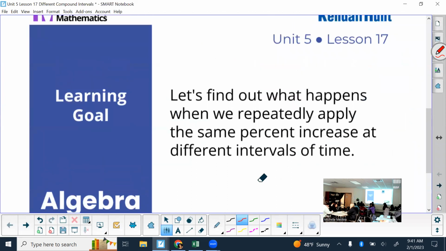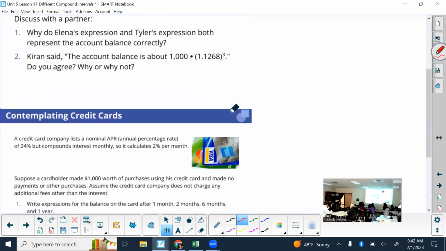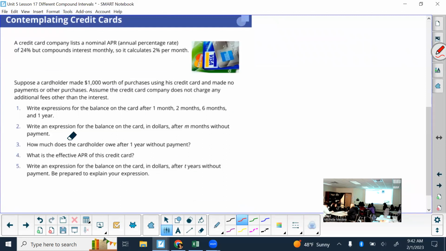All right, so this goal, let's find out what happens when we repeatedly apply the same percent increase at different intervals of time. Letting you know, we're not necessarily going to do every single problem on here, just enough to where I think you can do your practice, because it is a lot of repetition. I'm not gonna lie to you. So, this one's fine. I just don't think it's really that important right now. So let's kind of skip the warm up. Let's look at what's printed on your paper.